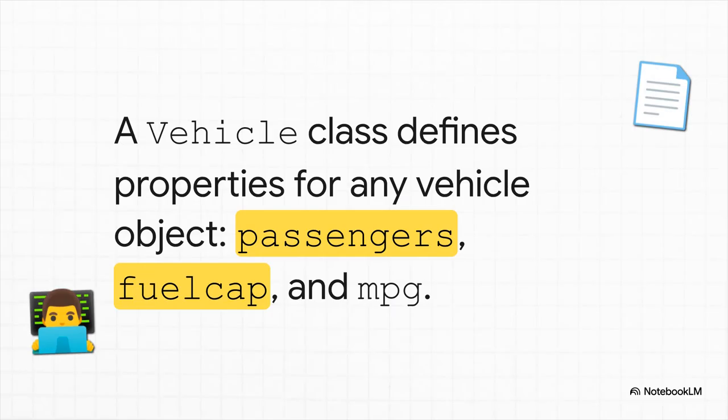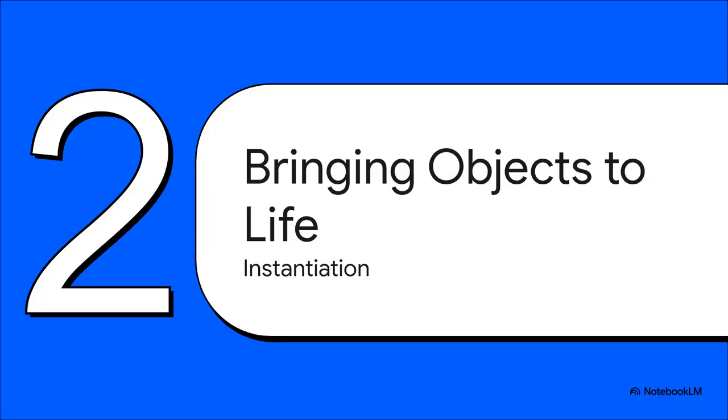So in code, that blueprint might look a little something like this vehicle class. You can see the properties, we call them instance variables, are defined right inside. Passengers, fuel cap, MPG. Every single vehicle object we create from this plan is going to get its own personal set of these variables to hold its own data. Okay, so we have the blueprint. How do we actually build something with it? How does that vehicle class on paper become a real, living minivan object inside our program?